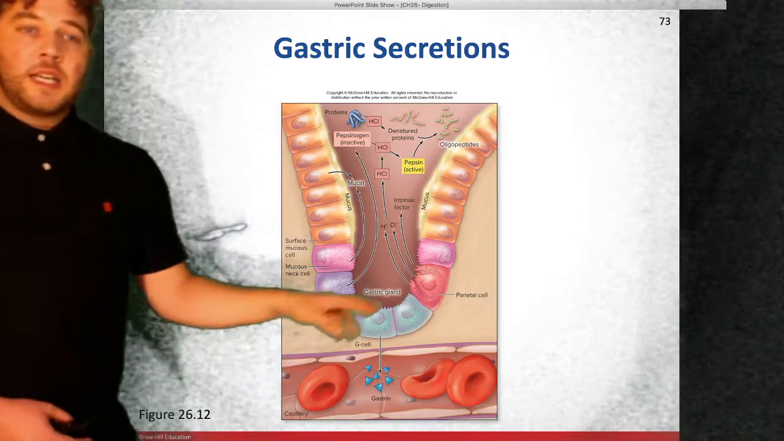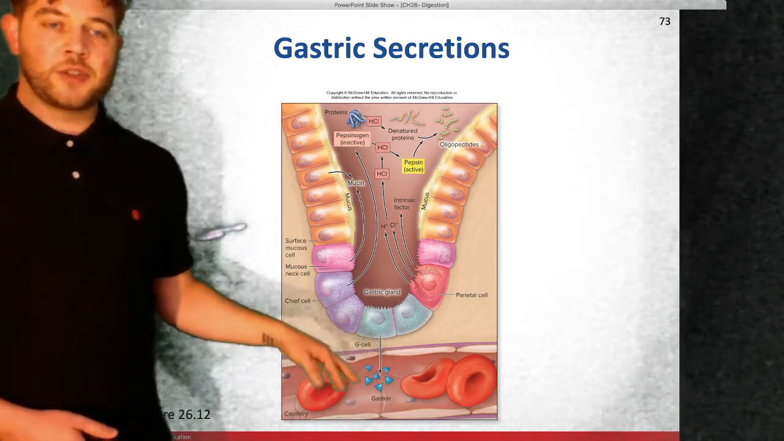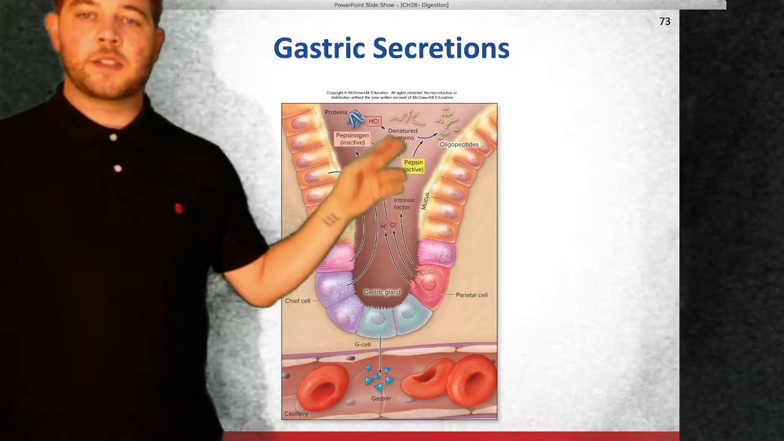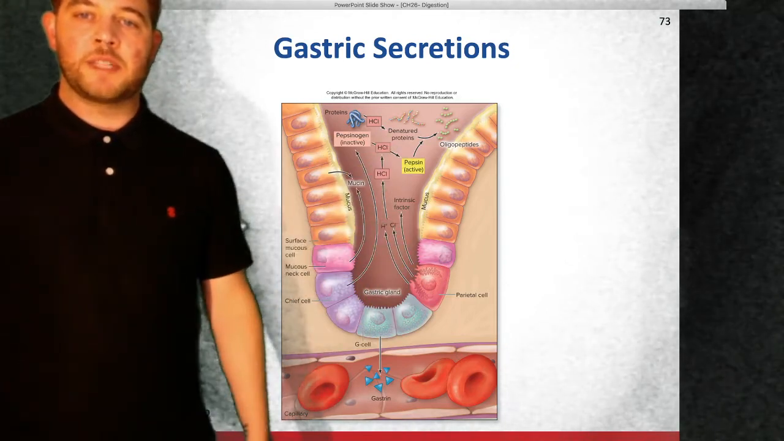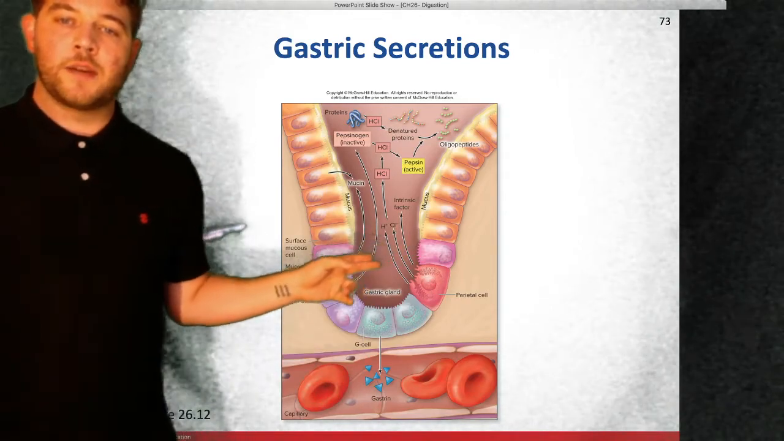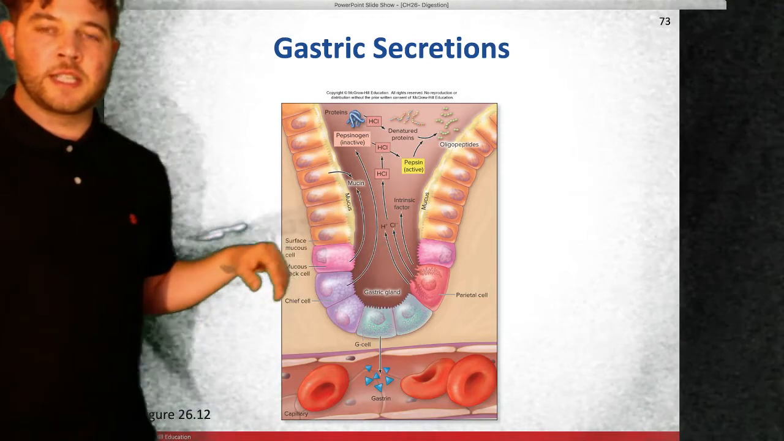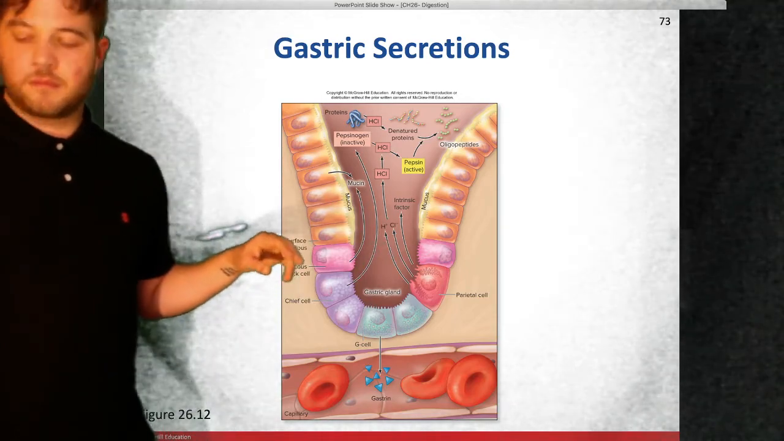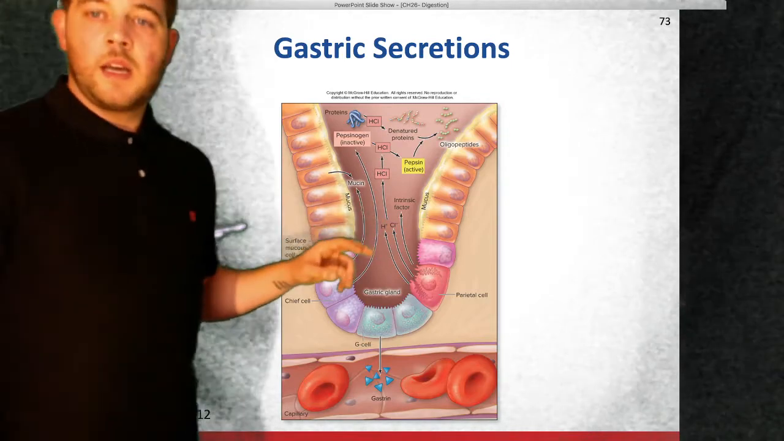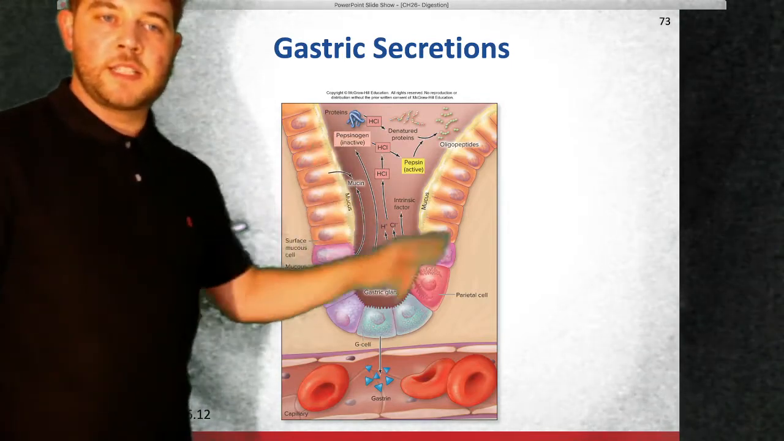Here you can see your G cells releasing gastrin into the bloodstream. That is going to then act on the stomach itself. Your chief cells secreting their pepsinogen in its inactive form. Mucus neck cells and surface mucus cells secreting mucin, acidic and alkaline mucin. And then you can see this kind of mucus layer that is going to extend and protect the cells.